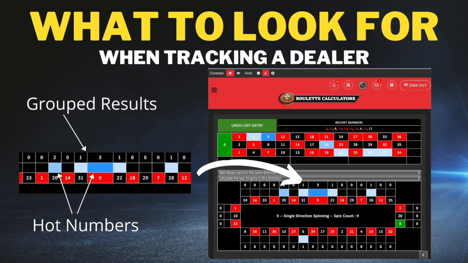When using the dealer tracker, we look for dealers who show high levels of consistency by either grouping results together or showing hot numbers. As you can see in the graph, some highlighted numbers are a darker shade of blue. This means that that area has been landed on more than once. If you look at number 9, just above the highlighted section it says 3, and on number 20 you can see it says 2. This means that that particular area of the board has been landed on that number of times.